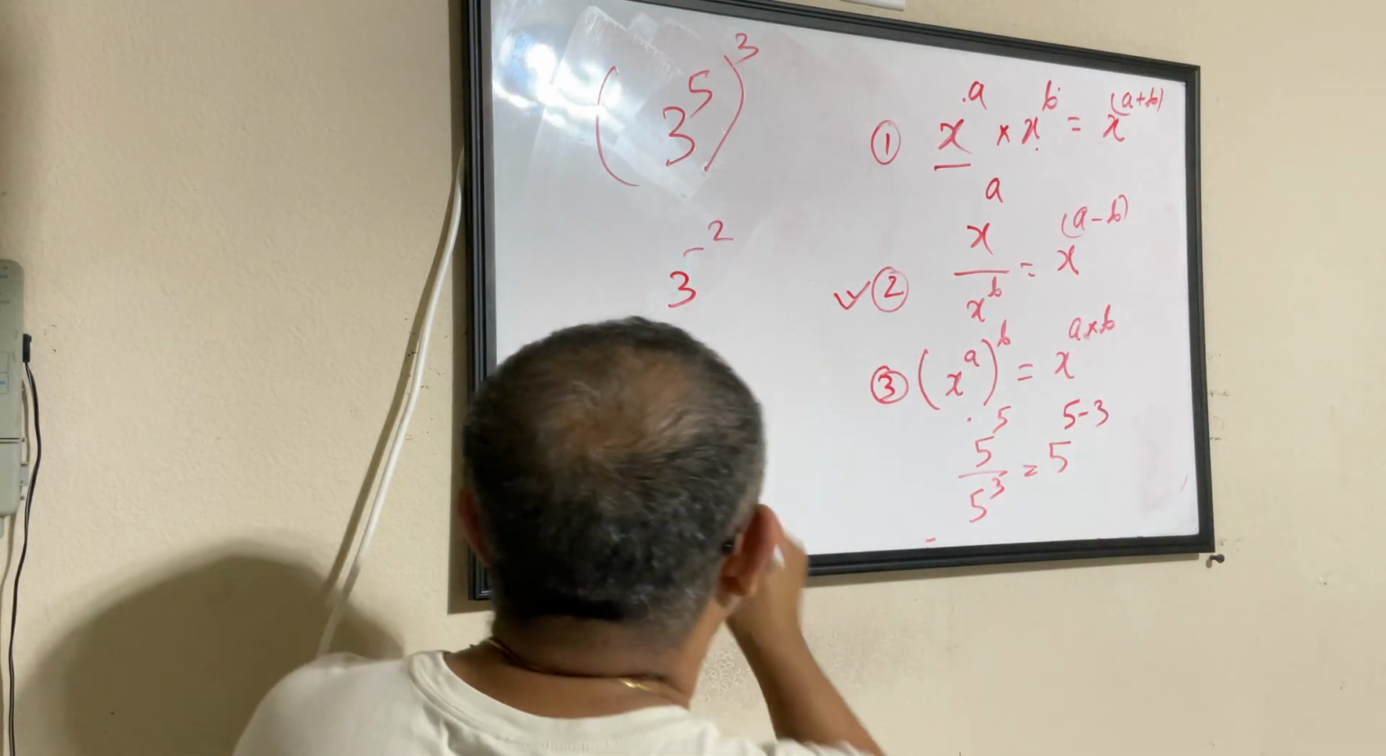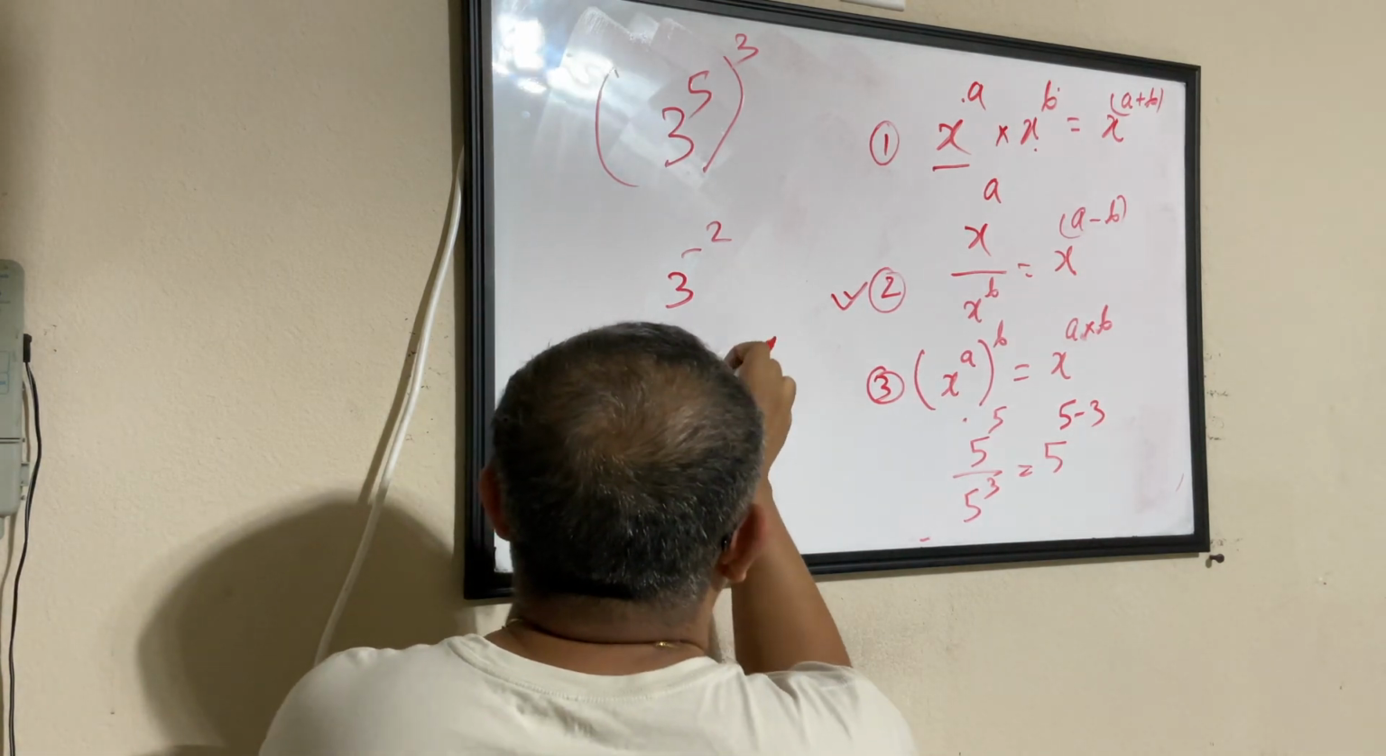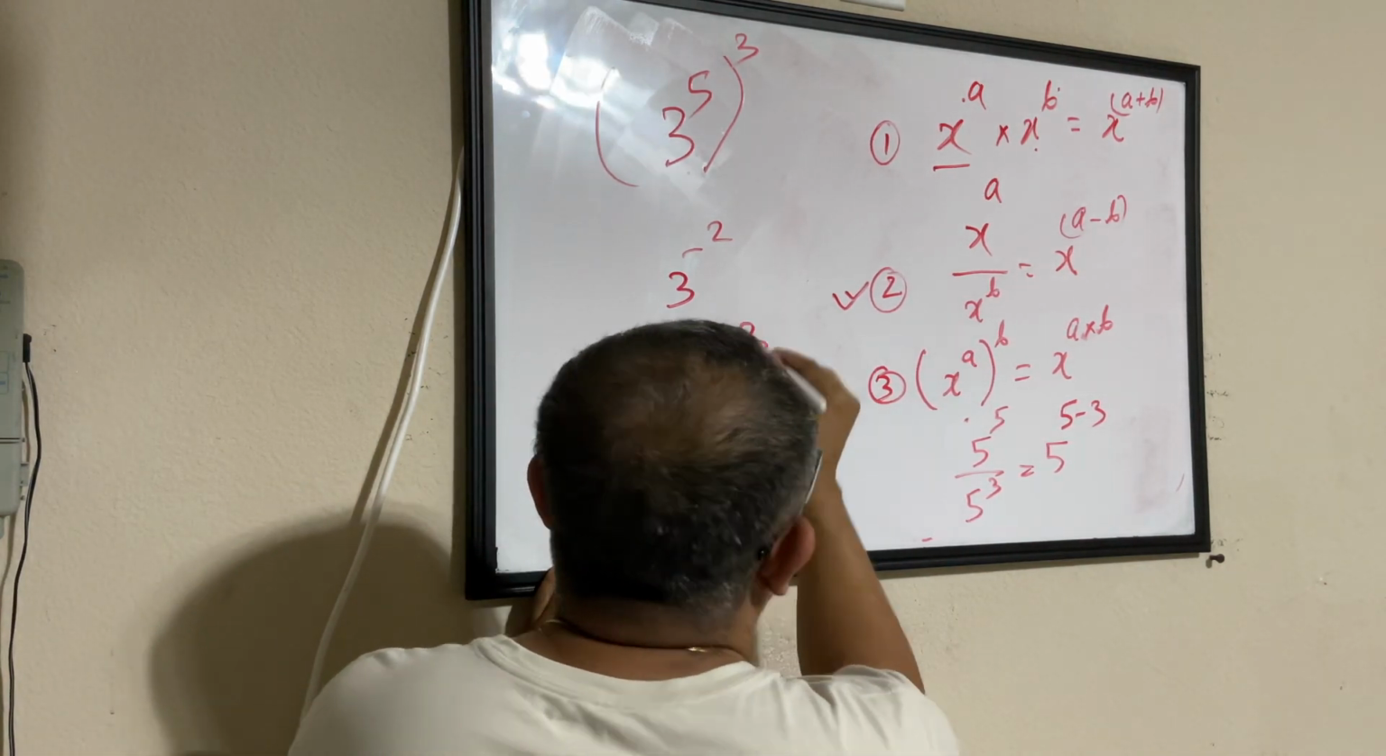Now what do I have? 3 to the power minus 2.